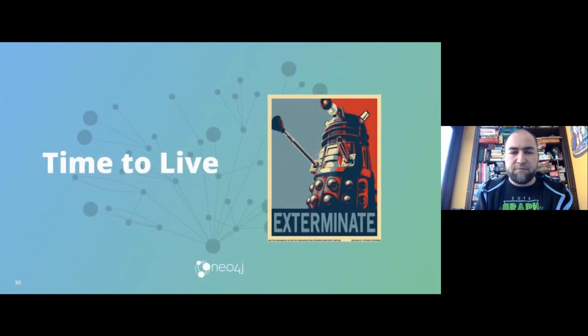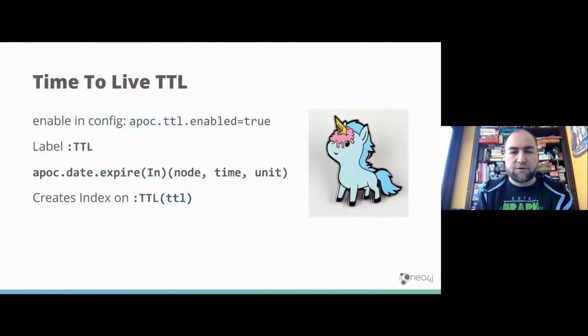TTL is also quite interesting because it gives you short-lived nodes where you can say, if I have a label TTL on a node, an additional label, and a TTL property, if this is enabled in config, it will expire those nodes when the time has passed. And there's also a utility function that gives you a means to set an expiry date on a node automatically, and adds the label and the time to live as such. This is run by a background scheduler in Neo4j.